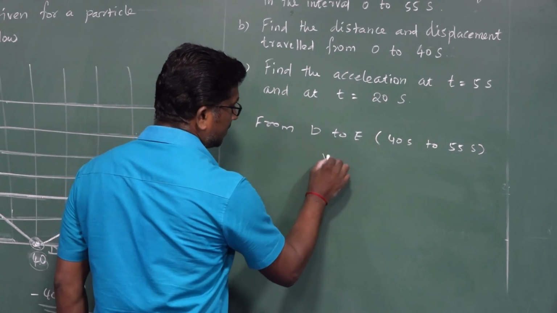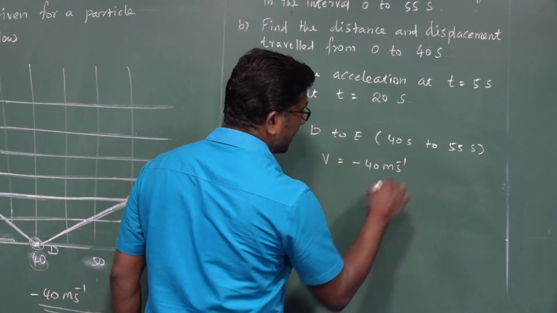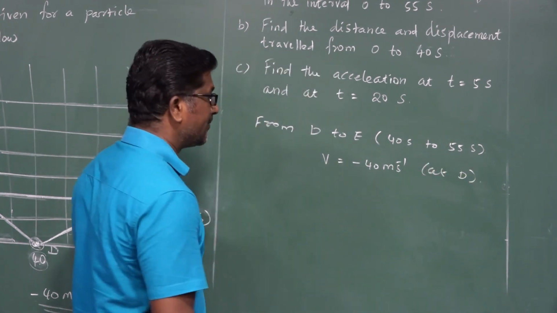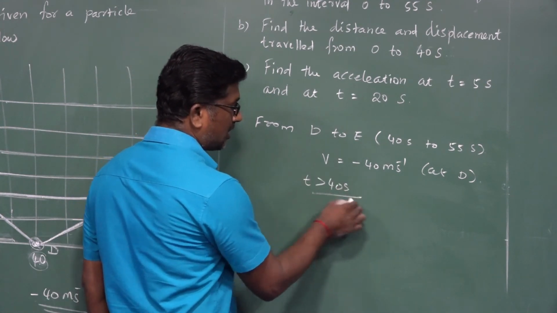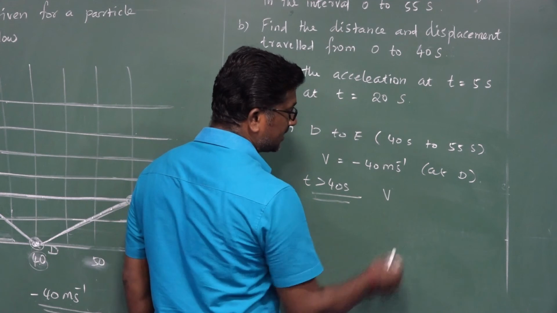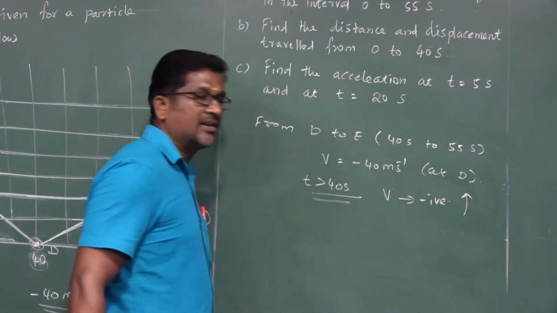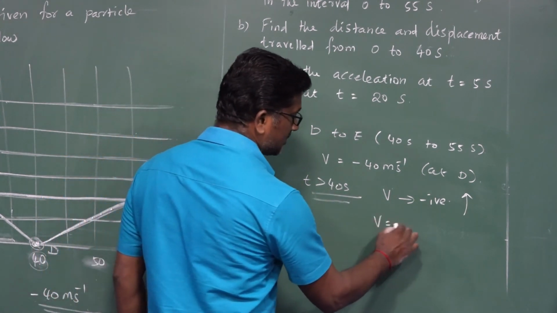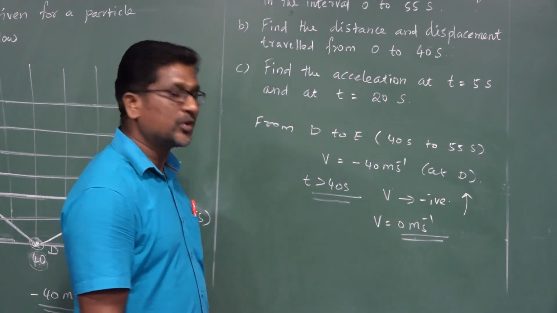Particle velocity is minus 40 meter second power minus 1 at the point D. Then after 40 seconds, the particle velocity is still negative but increases and reaches 0 meter second power minus 1. That is, the particle comes to rest.